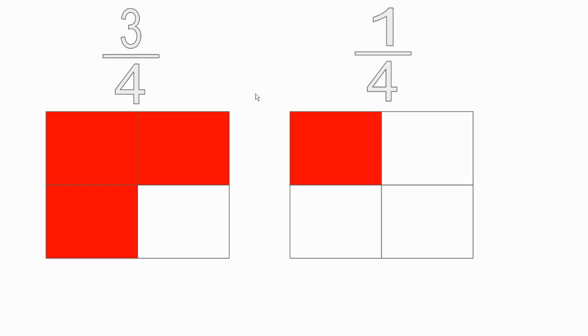The other strategy you may have used is if the denominators are the same, you can almost ignore them and just compare the numbers on top, the 3 and the 1. And we know 3 is greater than 1. So that's a review from yesterday.